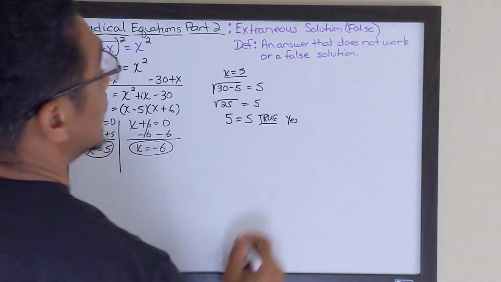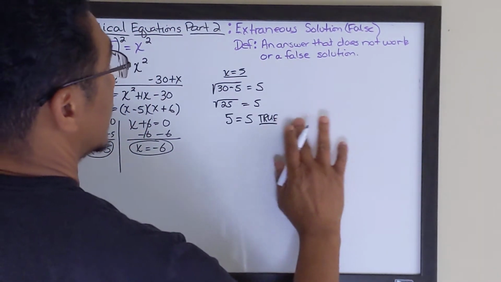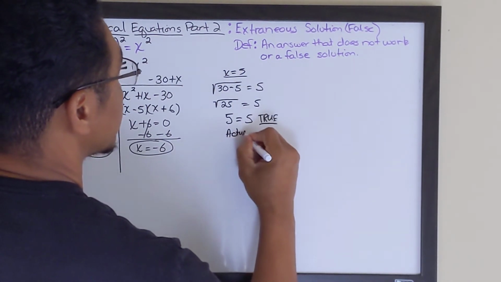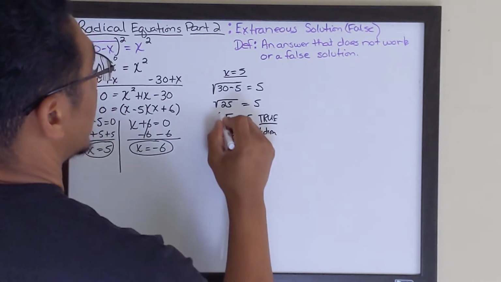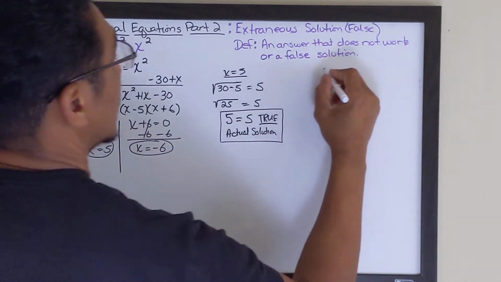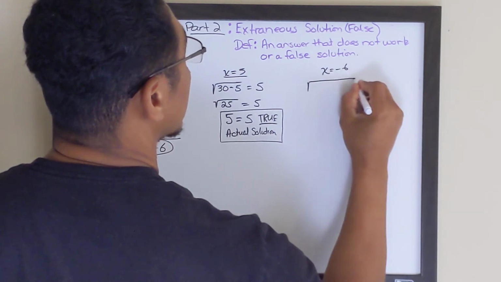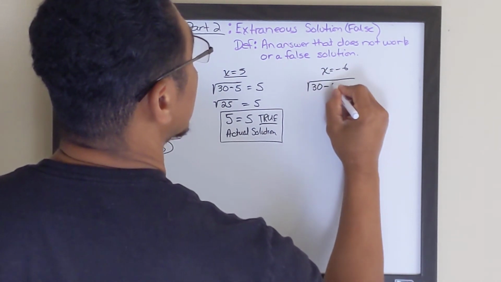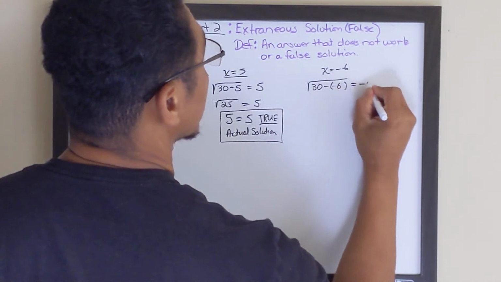So we say yes, it is an actual solution. Let me write it over here. It's true, so it's an actual solution. So 5 is an actual solution. Well, let's try the negative 6. When we try x equals negative 6, we're going to plug that back into the original equation. This would be the square root of 30 minus negative 6, equals negative 6.